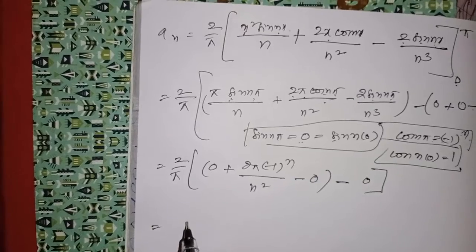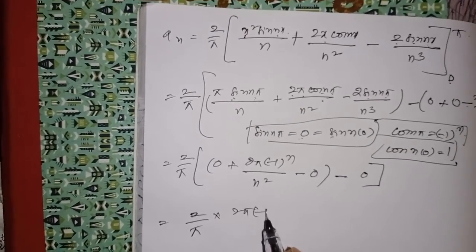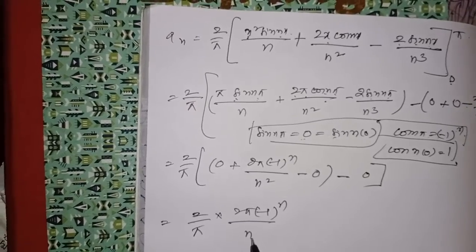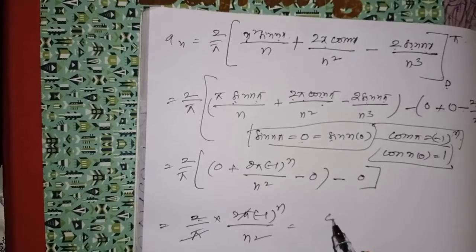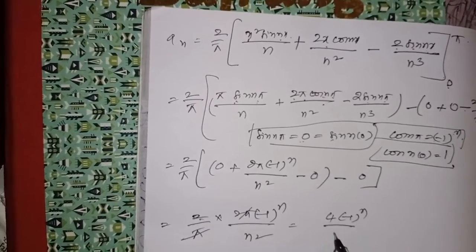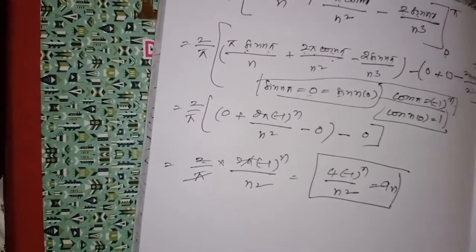That is equal to 2 by pi into 2 pi of minus 1 to the power of n by n square. Pi pi cancel. That is equal to 2 2s are 4 into minus 1 power n by n square, which is equal to a_n value. Now substitute a naught.